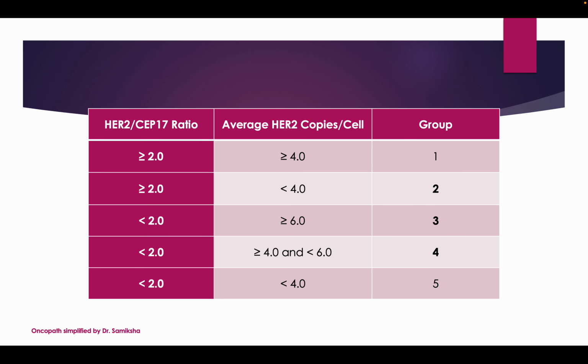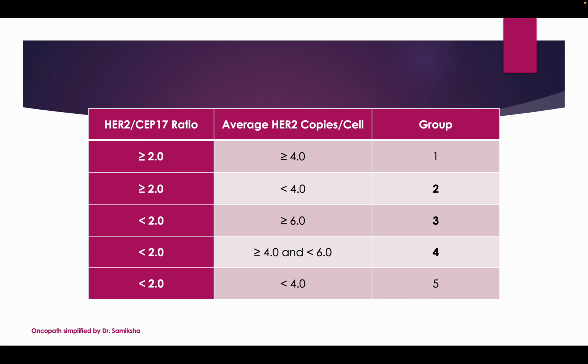Okay, so for example, if we are counting 20 cells, we will count all the red signals in those 20 cells, then we will count all the green signals in those 20 cells, and we will divide the red signals by the green signals. So you get a HER2 by Sep17 ratio, right? Again, all the red signals should be counted and divided by the total number of cells in which you have counted these red signals, for example, 20. That will give you the average HER2 copies per cell.